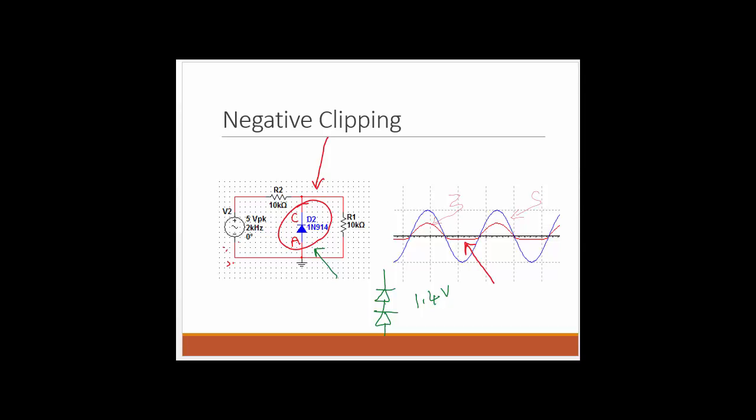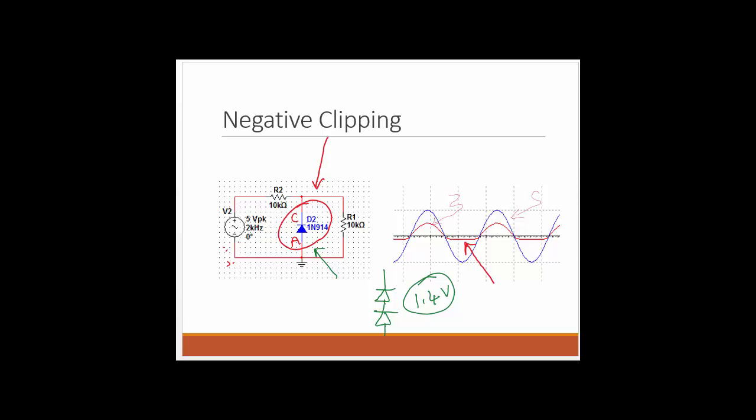Let's say I don't want this 1.4, I want the clipping to be done at 1 volt. You cannot do it with 1.5 diodes. Right? If you use 1 diode, you will get 0.7. If you use 2 diodes, you will get 1.4. So how can I get that 1 volt?